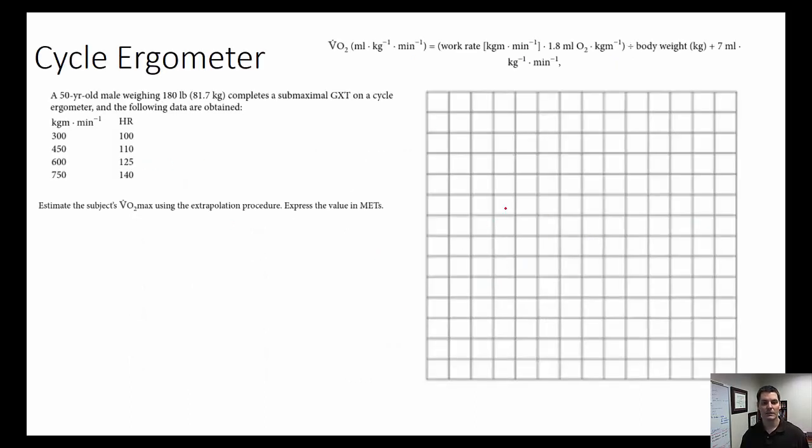Ultimately we're going to create a graph here, and we're going to graph heart rate on the y-axis, and on the x-axis we're going to graph oxygen consumption. Looking at the data we're given, we have work rate in kilogram meters per minute, also known as power, same exact thing, and heart rate. So we need to calculate VO2 for each of these work rates so that we can plot VO2 and heart rate as we move forward.